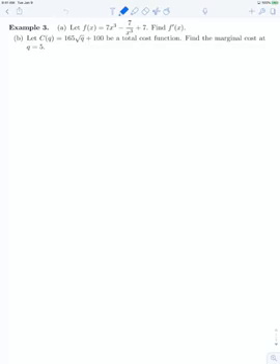Okay, in example 3, there's two parts, and they're basically just more practice using the shortcut derivatives. We do get into a little bit of interpretation in part B, and then the other thing that's new in this problem is the powers of x that we see are a little more complicated than in the previous two parts.